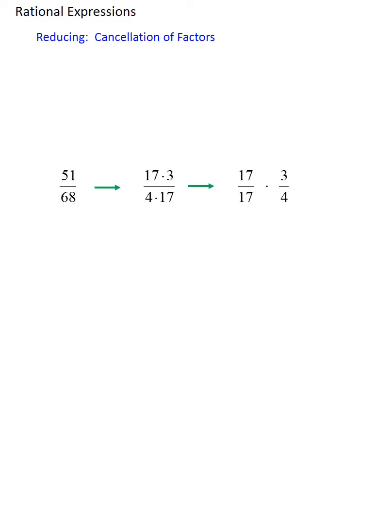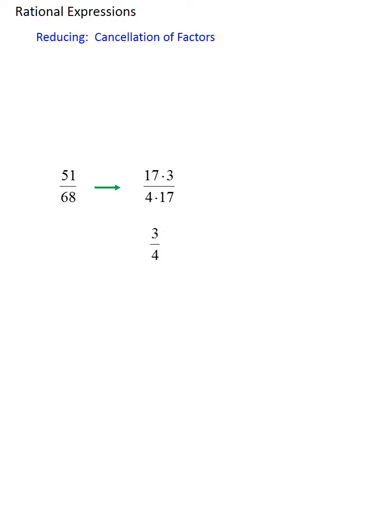Here's why. By splitting it up that way, 17 divided by 17 is 1. Anything divided by itself is 1. And here's another rule from elementary school. 1 times anything is itself. And so you can see that by splitting up a fraction into a product of fractions, one of those fractions had a value of 1, which greatly simplified the result.